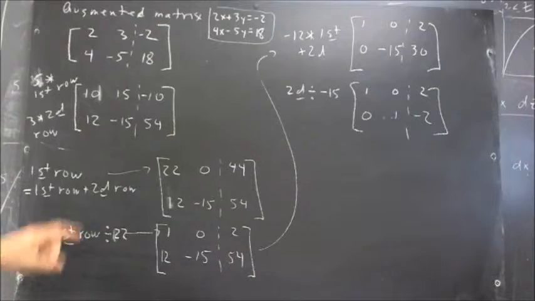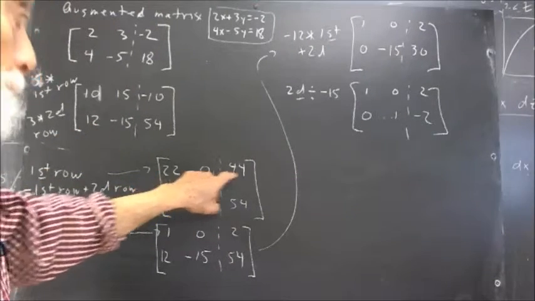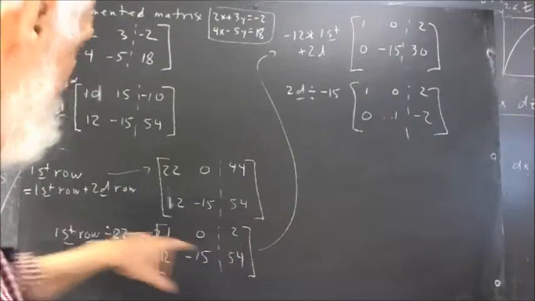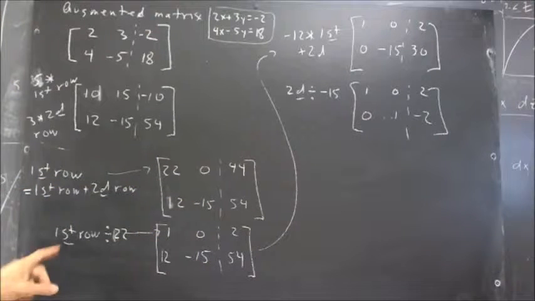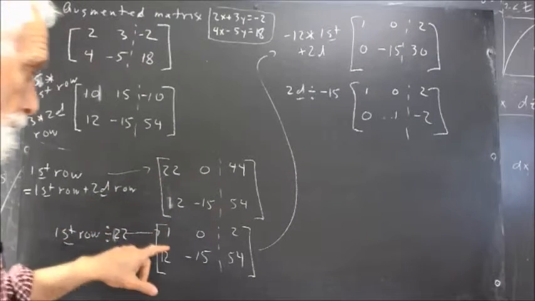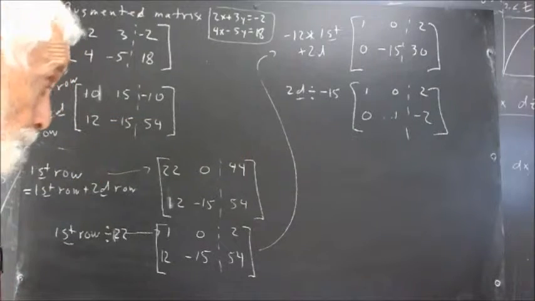So when we do that, we get 22x, 0y equals 44. Second row hasn't been addressed, so it stays the same. Then we take the first row and we divide it by 22. Having done that, we get 1, 0, 2. They're very easy to divide these numbers by 22.